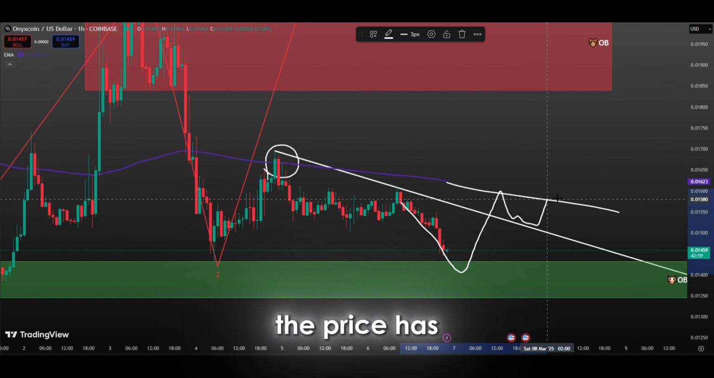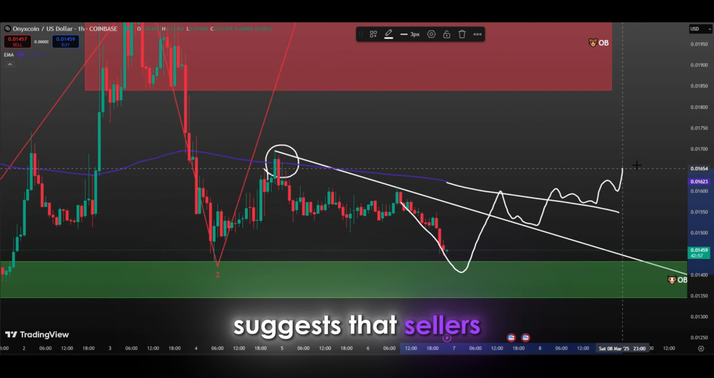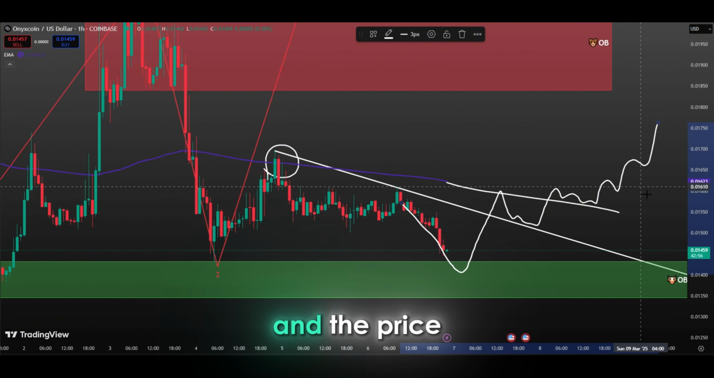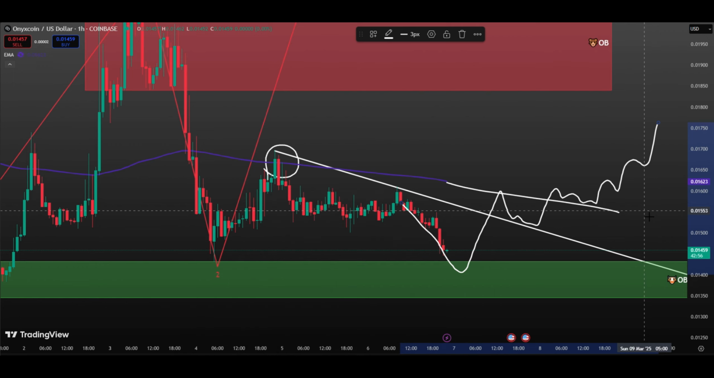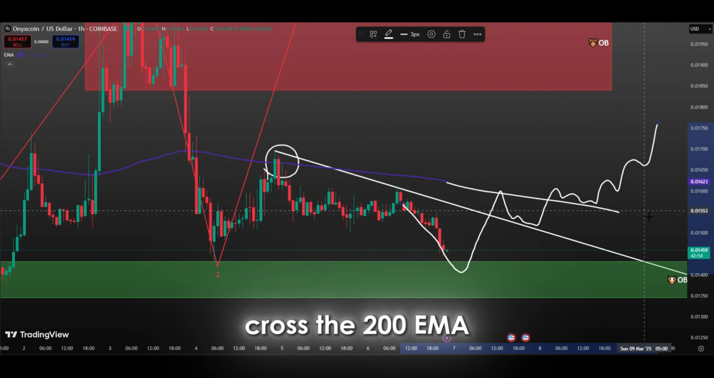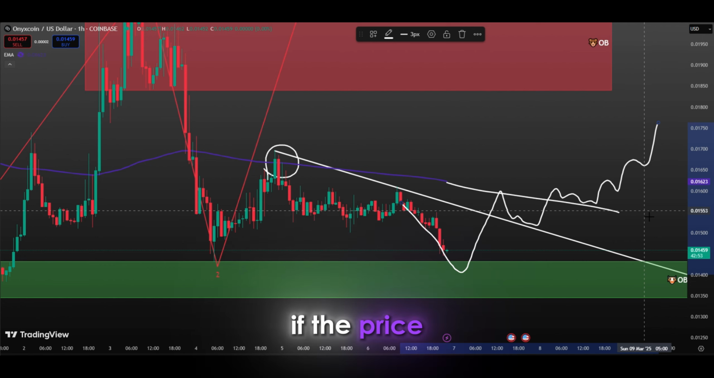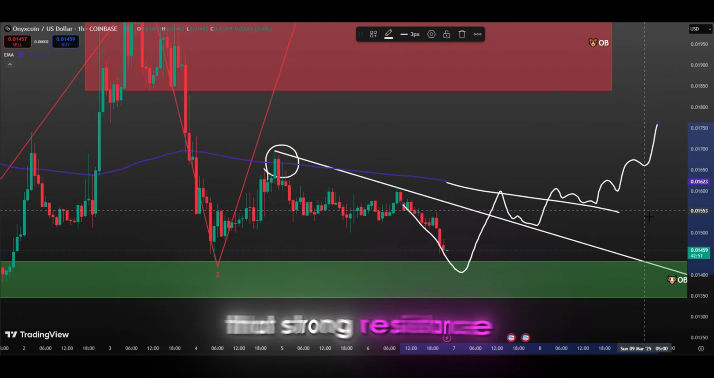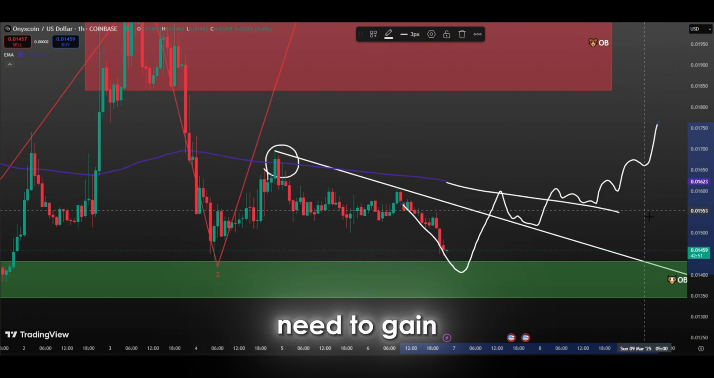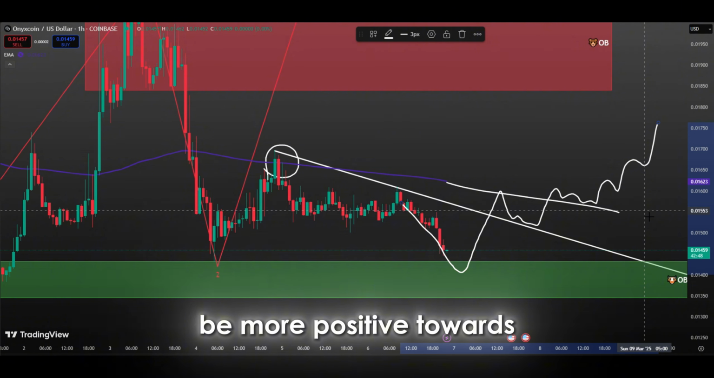However, the fact that the price has not managed to break above the 200 EMA at the moment suggests that sellers are still strong in the market and the price is facing resistance at this level. Such situations are often interpreted as the price's failed attempts to cross the 200 EMA, reflecting an ongoing struggle between buyers and sellers. If the price is struggling to break above the 200 EMA, this indicates that strong resistance has been encountered first, and that buyers need to gain more strength in order to sustain the uptrend. It should break above the 200 EMA because investors will be more positive towards the coin when they see this.